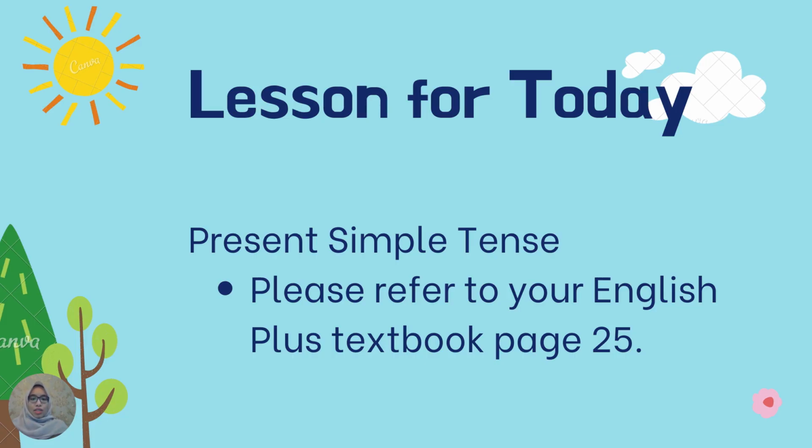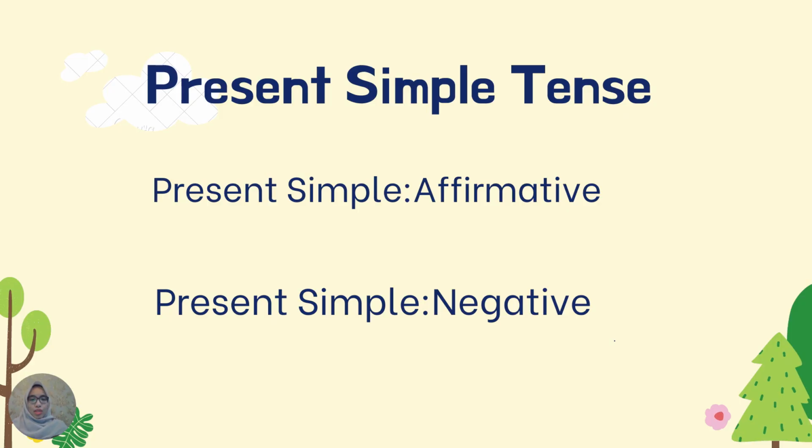The lesson for today is going to be on present simple tense, and I want you to refer to your English Plus textbook, page 25. I'm going to explain to you about present simple tense today, which explains why the previous first sentence and the second sentence are different. So there are two forms of present simple tense. The first one is present simple affirmative and the second one is present simple negative.